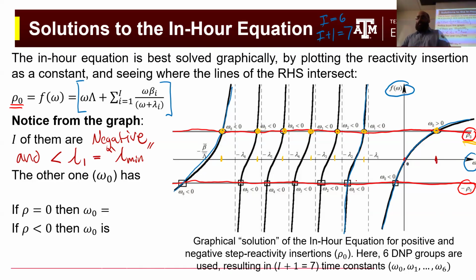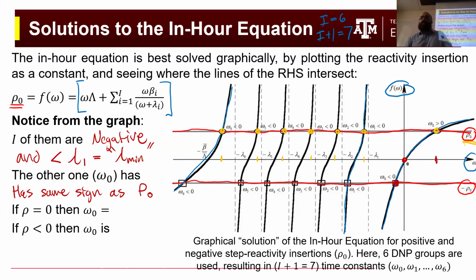So the other one is positive, and notice that this last time constant was positive when the reactivity was positive, but it was also negative when the reactivity insertion was negative. And this time constant is also 0 if the reactivity insertion is 0. So the other time constant, omega naught, has the same sign as the reactivity insertion rho naught.